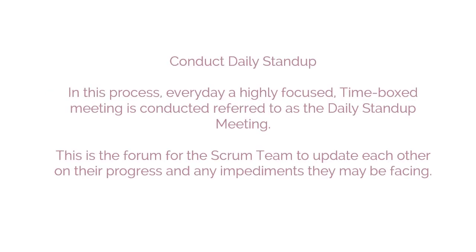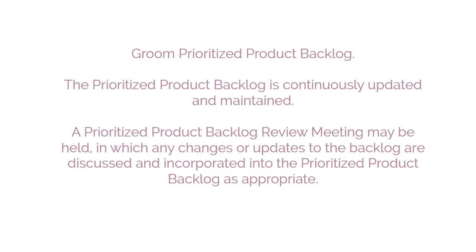Conduct Daily Standup is the second process followed. In this process, every day a highly focused, time-boxed meeting is conducted, referred to as the daily stand-up meeting. This is the forum for the Scrum team to update each other on their progress and any impediments they may be facing. The last process in the implementation phase is Groom Prioritized Product Backlog. In this process, the prioritized product backlog is continuously updated and maintained. A prioritized product backlog review meeting may be held in which any changes or updates to the backlog are discussed and incorporated into the prioritized product backlog as appropriate.